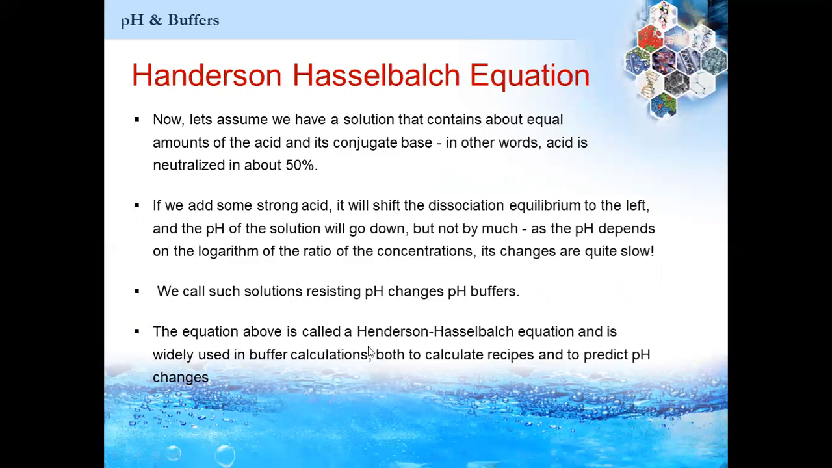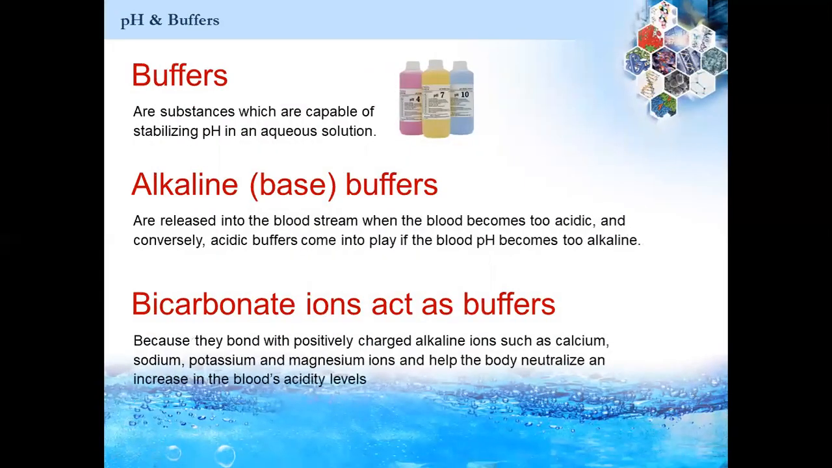So the equation above, called the Henderson-Hasselbalch equation, is widely used in buffer calculations, both to calculate the recipes and also to predict the pH changes. In our next slide, we see that there are various types of buffers existing. We have alkaline buffers and acidic buffers. So usually in our bloodstream, when our blood becomes too acidic, alkaline buffers come to the rescue, and acidic buffers come into play if the blood pH becomes too alkaline.